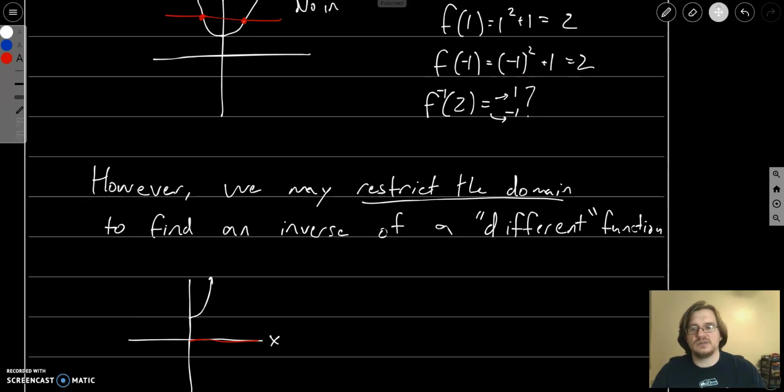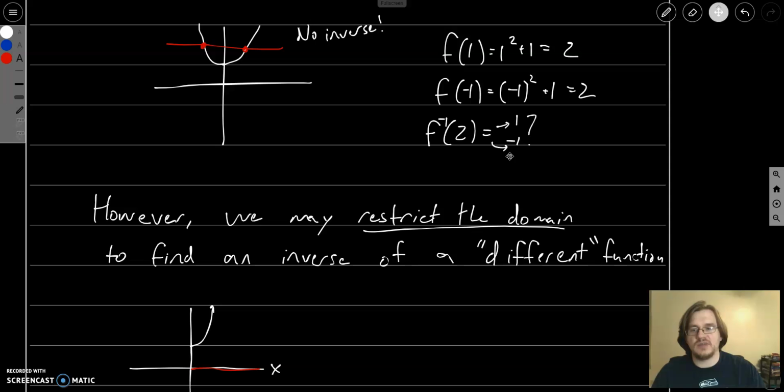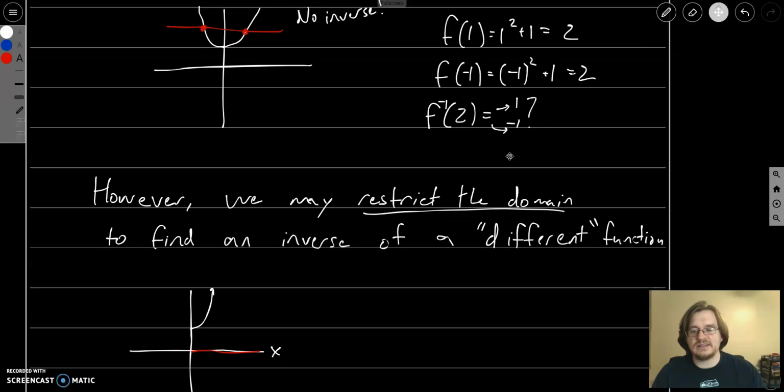So again, here was the original drawing, and we have this parabola which a horizontal line will pass through twice. But if we only draw the right-hand side of this, so this is still f of x is equal to x squared plus 1, but we only draw all of the x values that are greater than or equal to 0, we now have a function that passes the horizontal line test. It only ever intersects once.